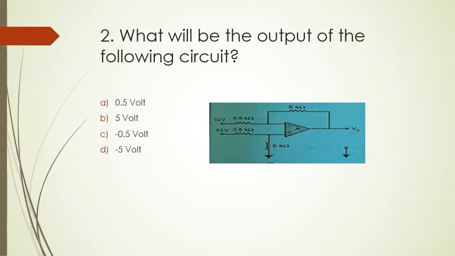So we have to use the formula V0 equals Rf upon R3 into V2 minus V1. This is the simple formula of the subtractor circuit. You just have to put the values here, and the answer that you are getting is answer D. Minus 5 volt will be your answer in this case. Sometimes the question may ask that you just have to identify the application. Those questions also we will discuss afterwards.